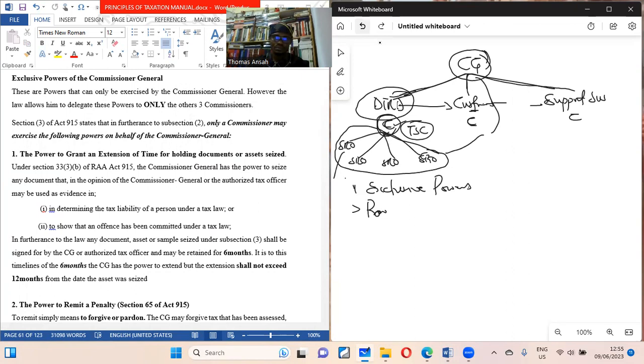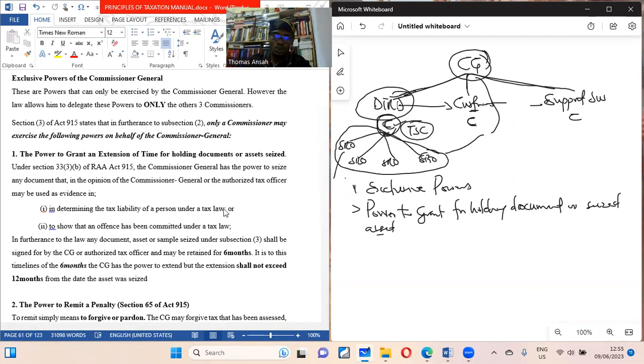Power to grant extension for holding a document or seized asset. All right, so what does that mean? Let's go under the law.